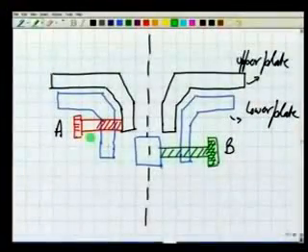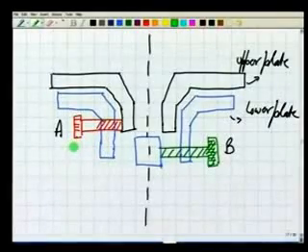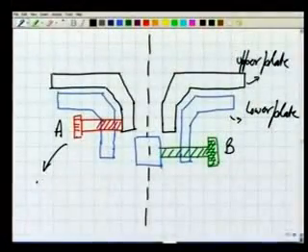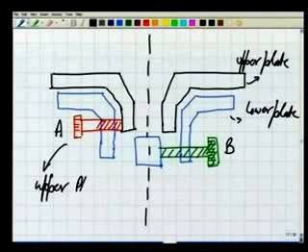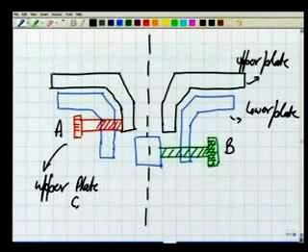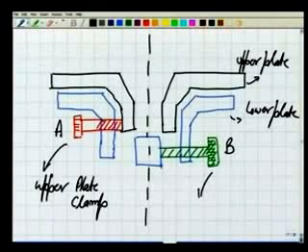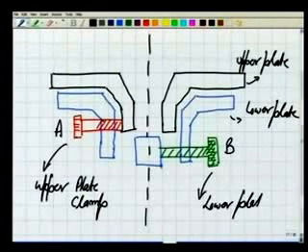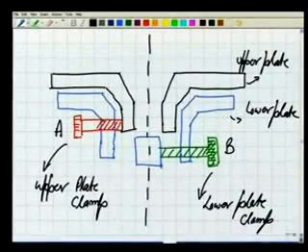Well, we have the screw A, which we say is the upper plate clamp. So this screw A is the upper plate clamp, and this B is the lower plate clamp. Now what is their role?